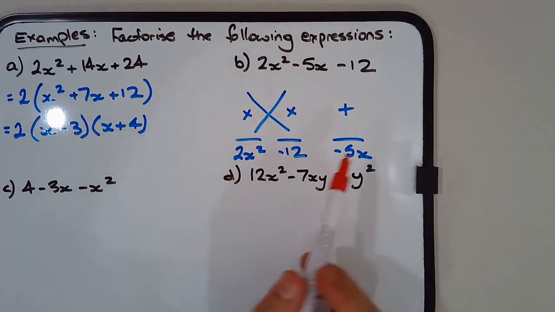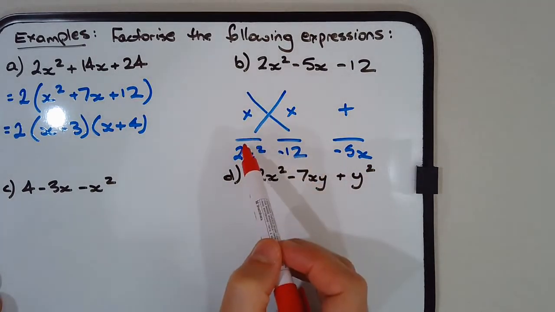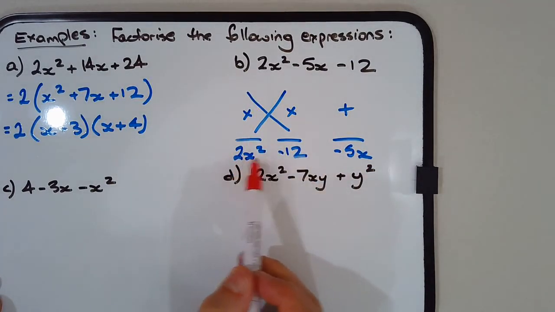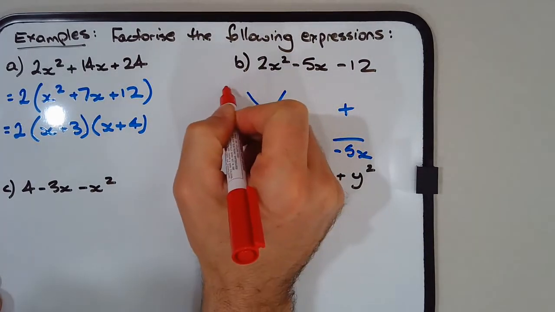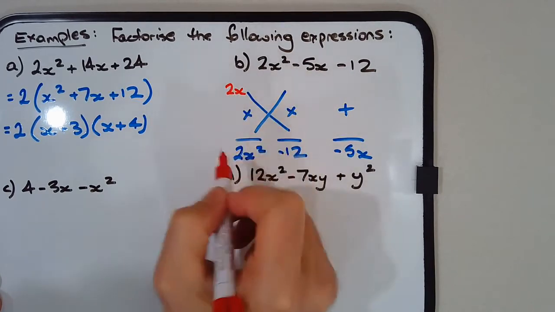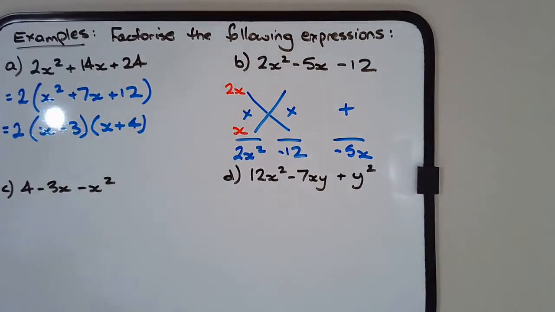So the way the cross method works is like this. You try and find two terms that when you multiply them together, you get 2x squared. Now 2 being a prime number, there's only one option there. So you have 2x up the top and x on the bottom. It doesn't really matter which way you put these. I usually just put the larger one on the top.